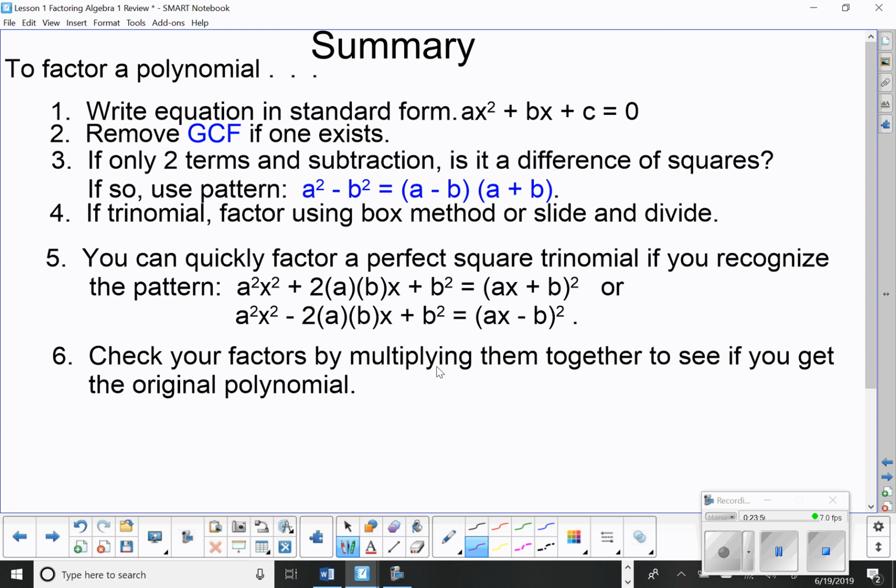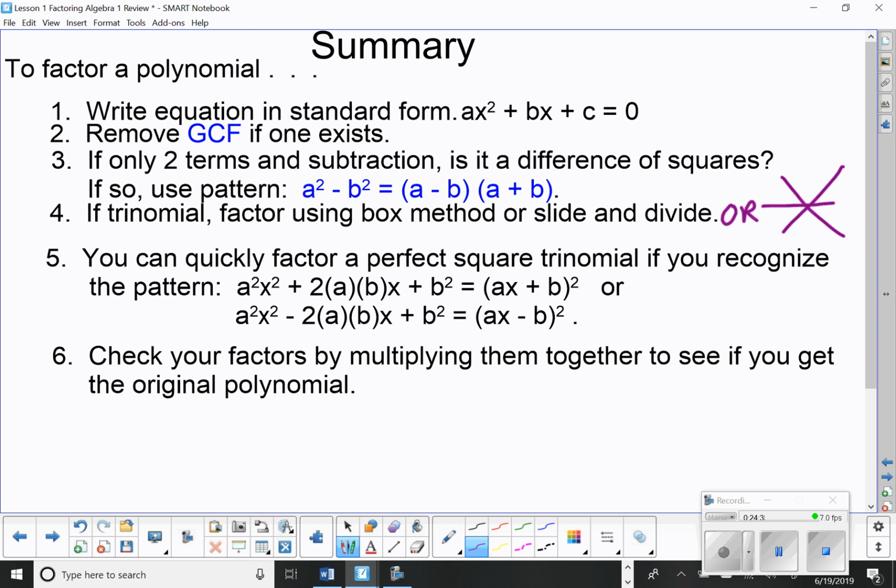In summary, to factor a polynomial, write the equation in standard form. Remove the greatest common factor if one exists. If only 2 terms and subtraction, is it a difference of squares? If so, use the pattern. If it's a trinomial, use the box method or slide and divide, or use the star. You can quickly factor a perfect square trinomial if you recognize the pattern, which I put there. If you don't recognize the pattern, don't fret. It's easy enough to do the star, box, or slide and divide.